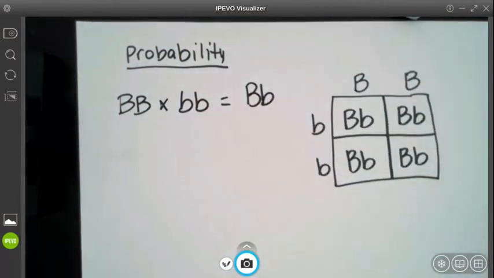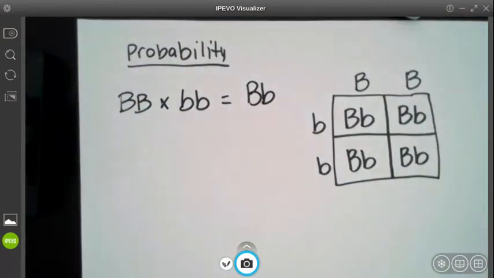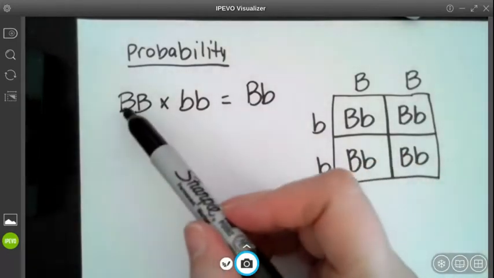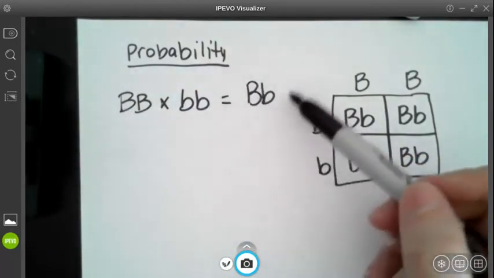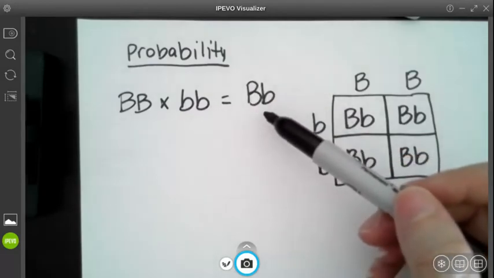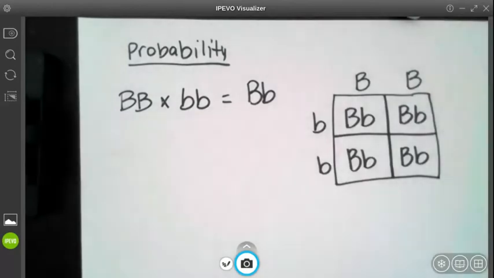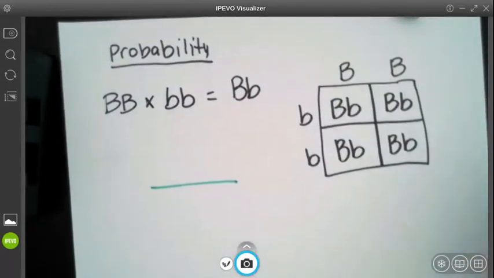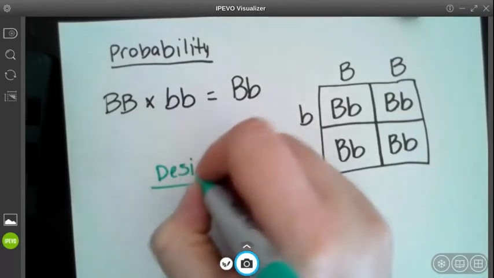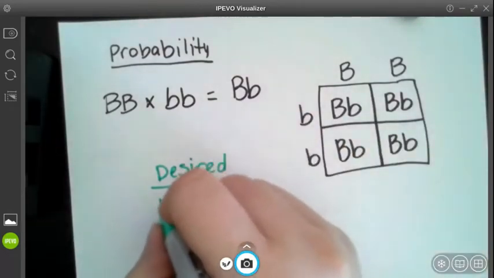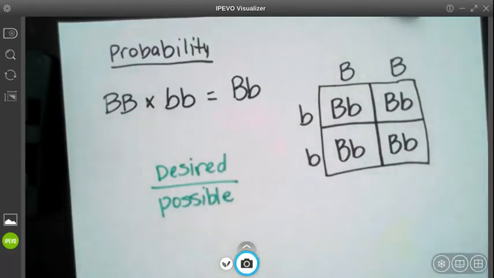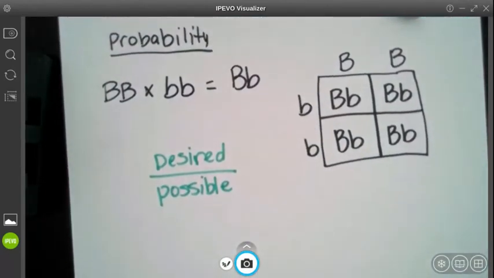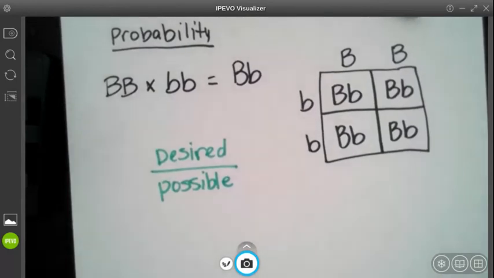So we're going to do probability for this. Probability is going to be when you take your parents and you figure out, can you get the offspring that is being asked for? So when you do probability, you're going to have a fraction like this. It's going to be your desired variable over how many possible variables that we can have. Well, we're just using alleles here. So I'm going to start off with a base of what you're going to see for this.